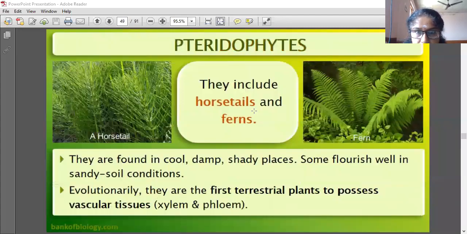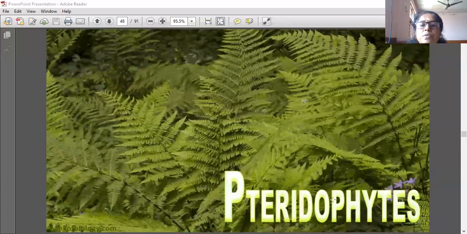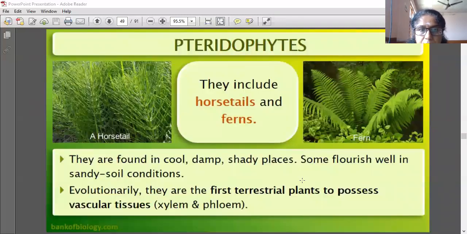Pteridophytes. We already learned the theory in the last session. I showed the slide, but let us see it one more time. They include horsetails and ferns. In pteridophytes, two types of organisms are included: horsetails and ferns. They are found in cool, damp, shady places. Some flourish well in sandy soil conditions.